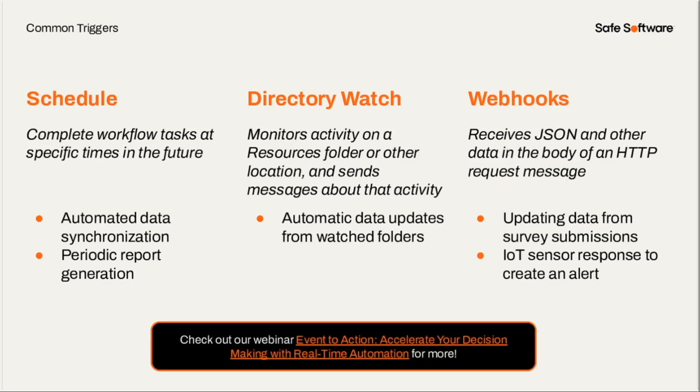The webhook trigger receives JSON and other data as an HTTP put, post, or delete request message. And we've seen webhooks used to streamline data updates from survey response submissions, as well as to trigger alerts from IoT sensor responses. If you're interested in learning more, you can check out our webinar on real-time events in automations to learn more.